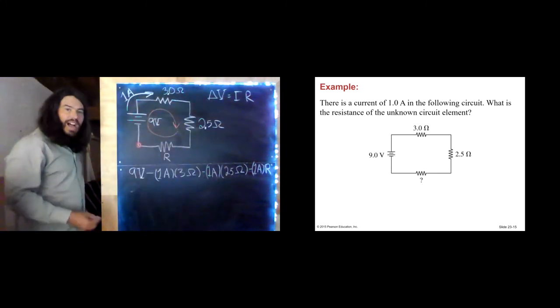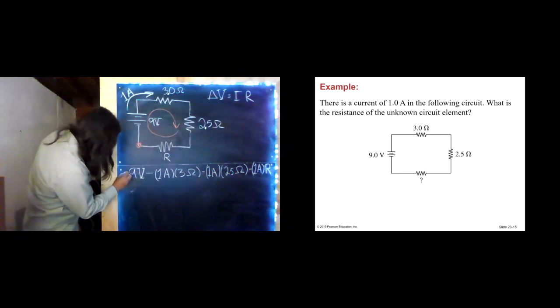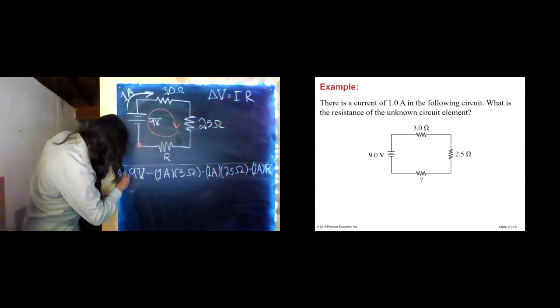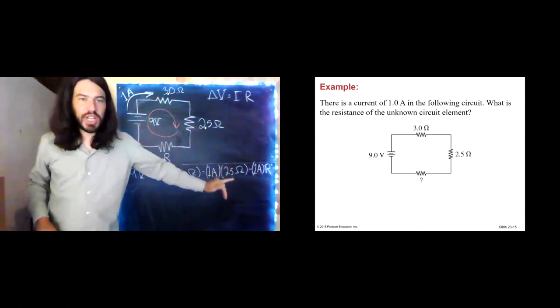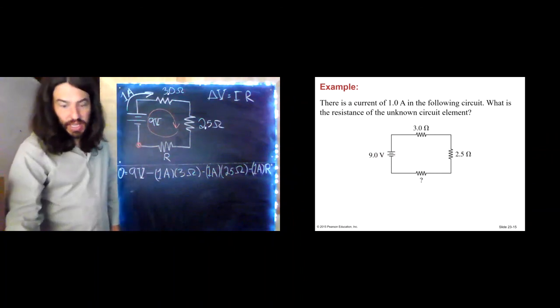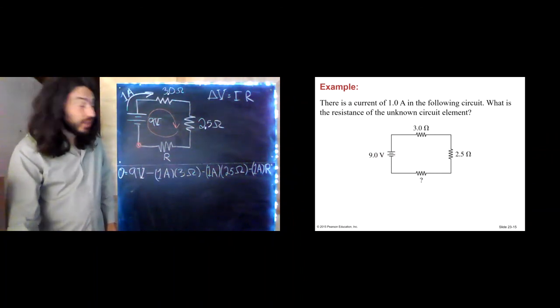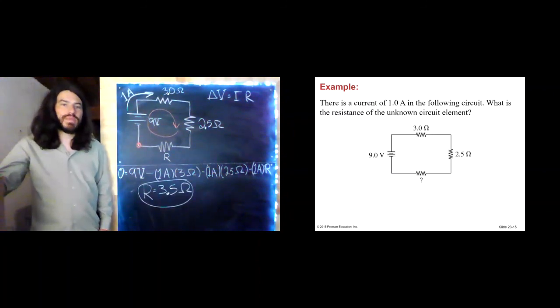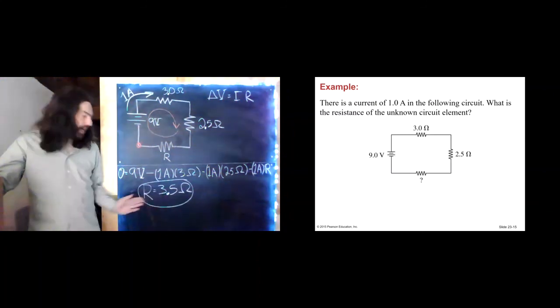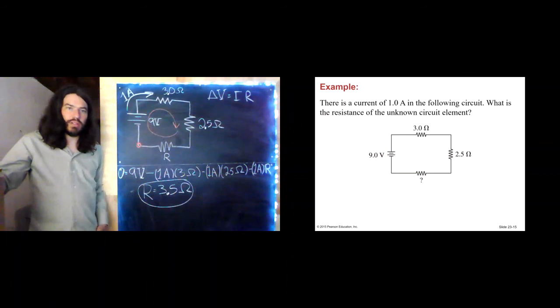And I've made it all the way around. I should set that all equal to 0. So 0 equals my total change in potential. And now I can just do some algebra. All right, so we ran our calculator, did a little algebra. We got 3.5 ohms for our resistance.